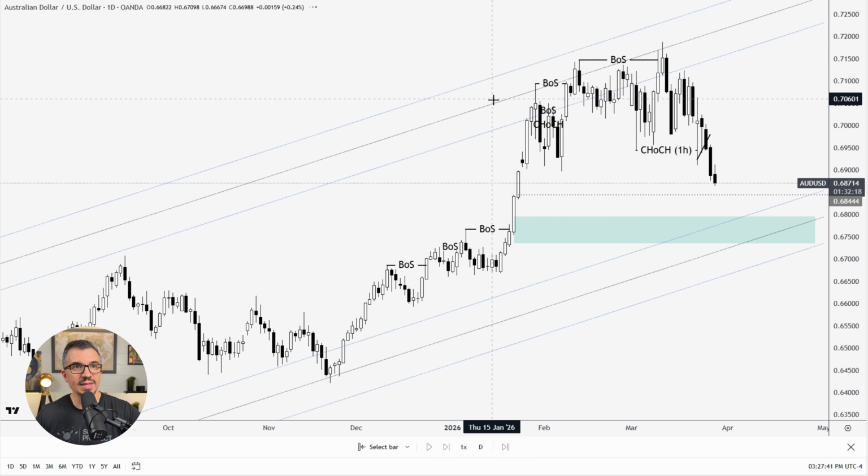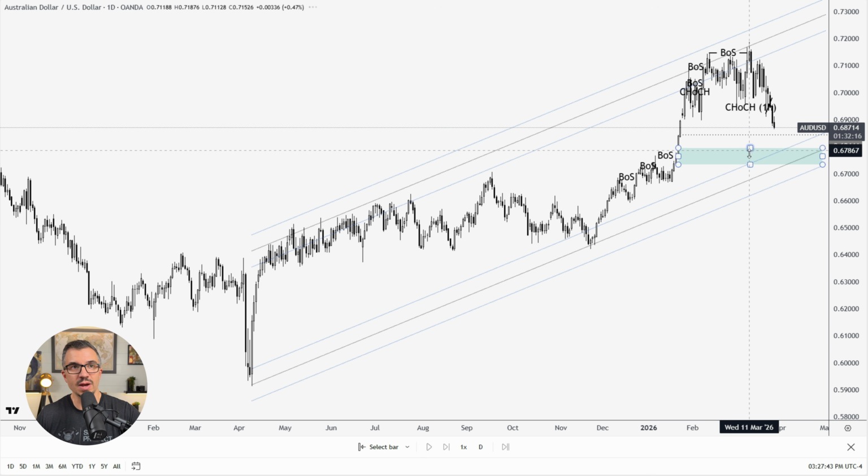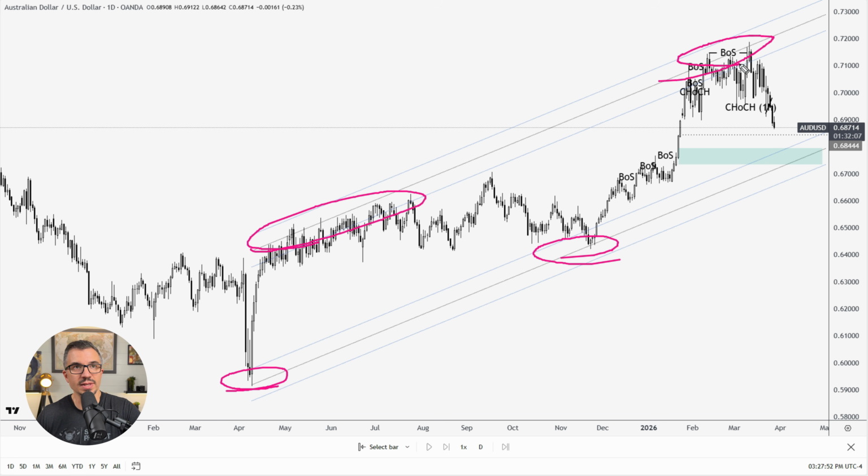So looking at the daily time frame, why do I have this box down here? I have this box down here for a couple of reasons. One, because it's the bottom of this channel. Off this channel down here, you can see all these highs up here and these highs through this region as well. Now, this box obviously aligns with the bottom of this channel.